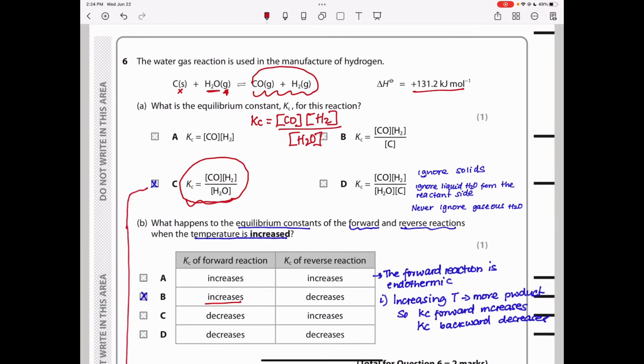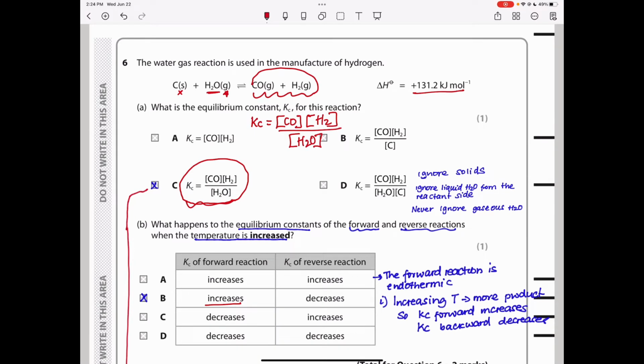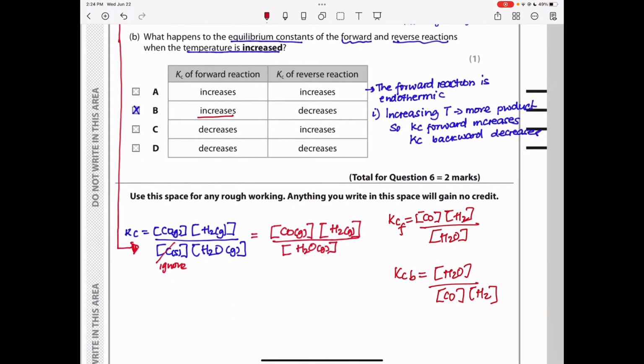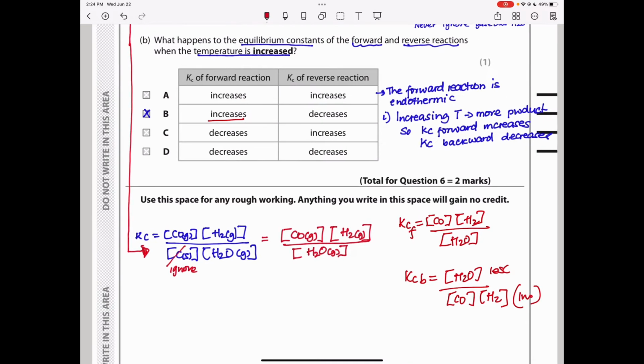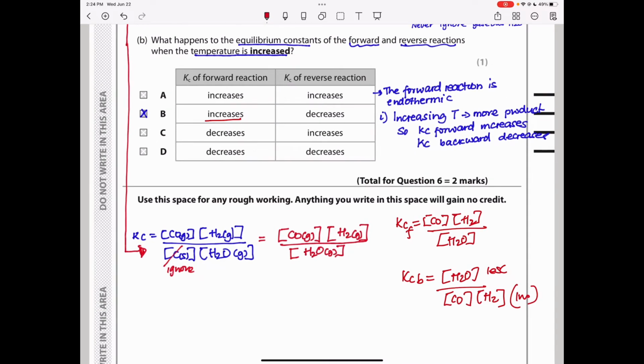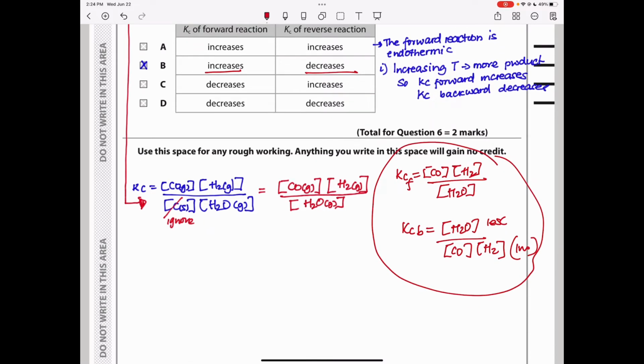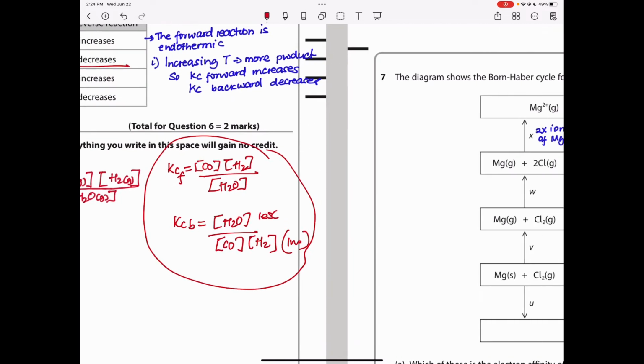Now let's look at the Kc backward. When we increase the temperature, the reactants are going to decrease, so there will be less water. And that means, because the numerator here is going to be less divided by the denominator, which has increased, the Kc backward, or the reverse Kc, is going to decrease. So here we can see B is going to be the answer for this. And again, you have to be able to know this reaction in order to predict what is going to occur here. I'll go to question 7.